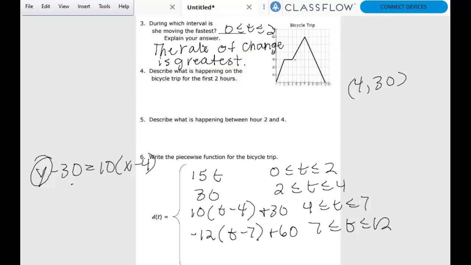Okay, the rate of change is the greatest. All right, for the next one, describe what is happening on the bicycle trip for the first 2 hours. Words. Use a word. Complete sentence. That's good.